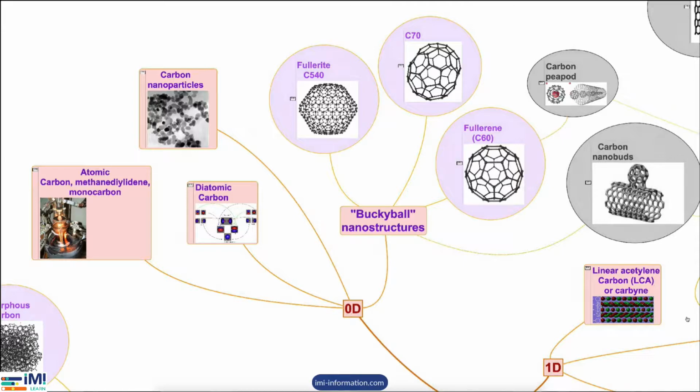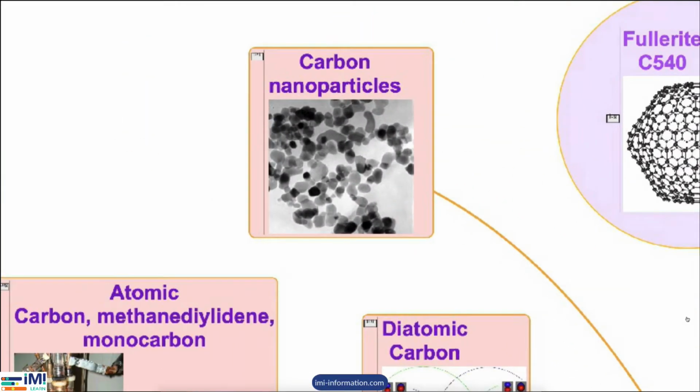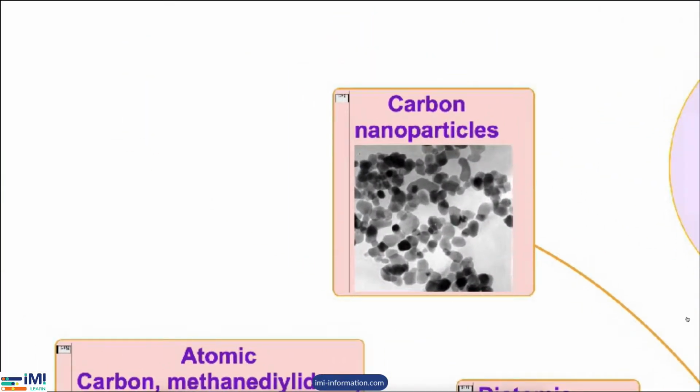We see also that the C60 is connected to another node, the carbon pea pod, because it's a combination of 0D and 1D nanostructure. We have also the carbon nanobuds, a mixture of 0D and 1D objects. In a closer look, we see additional information like a photo of the structure. And this is what we can do with the software, adding much more information inside our mind map.